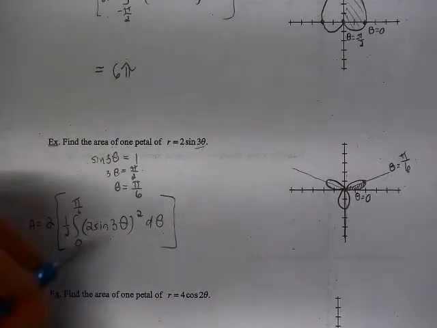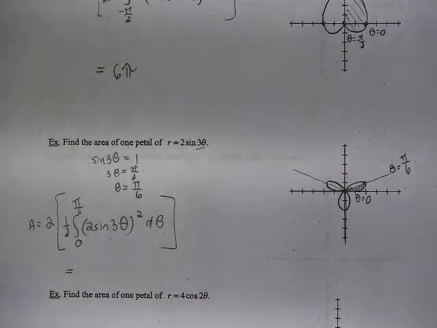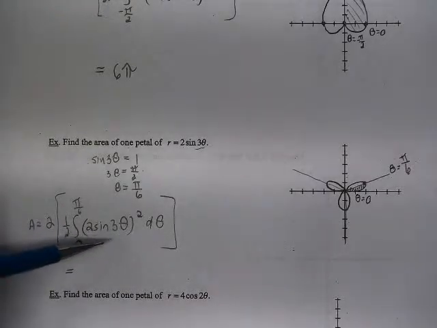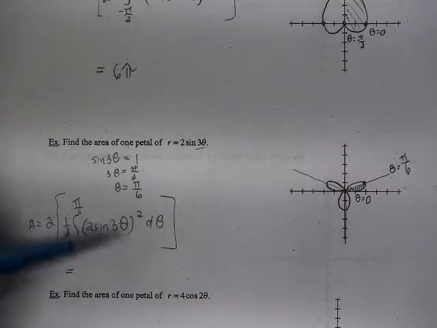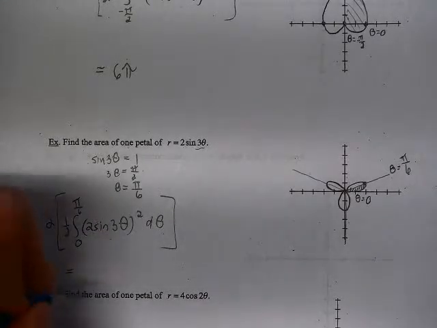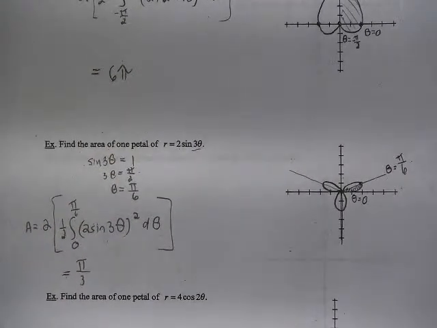If you work through that, square this up, work the integration. If you do this one by hand, a double angle formula will come in handy. You're going to get a sine squared of 3 theta, and the easiest way to integrate that is to rewrite it as 1 minus cosine of 6 theta over 2. So the double angle formula will come in there, and the total area ends up being pi over 3.